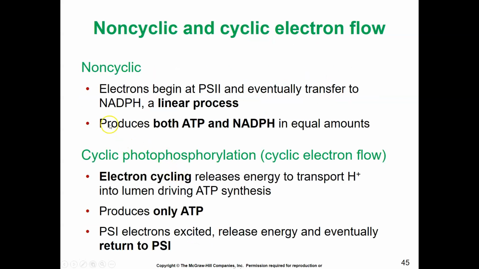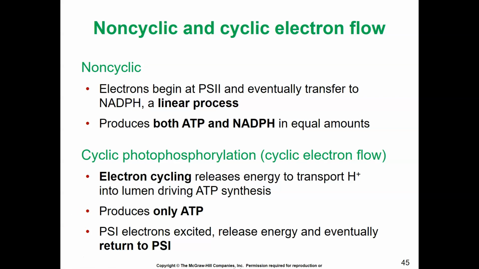All right, so hopefully you came up with something along the following lines. It's important to remember that with non-cyclic electron flow, electrons begin at photosystem 2, eventually transfer to photosystem 1, and then ultimately are transferred to NADPH. This is considered a linear process. And again, non-cyclic electron flow is going to produce both ATP and NADPH.